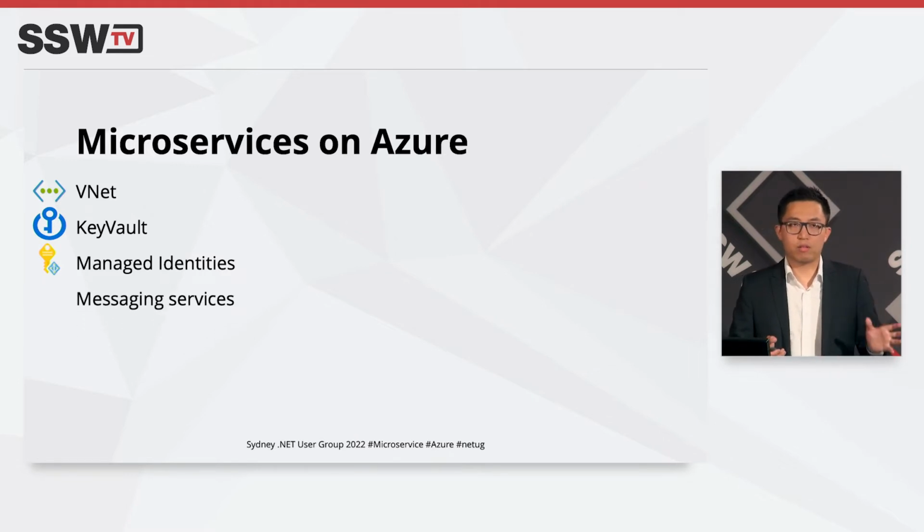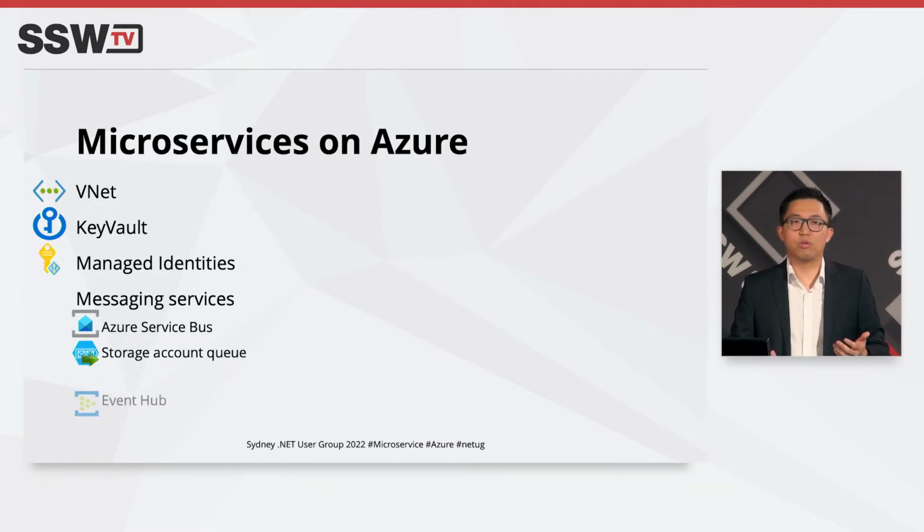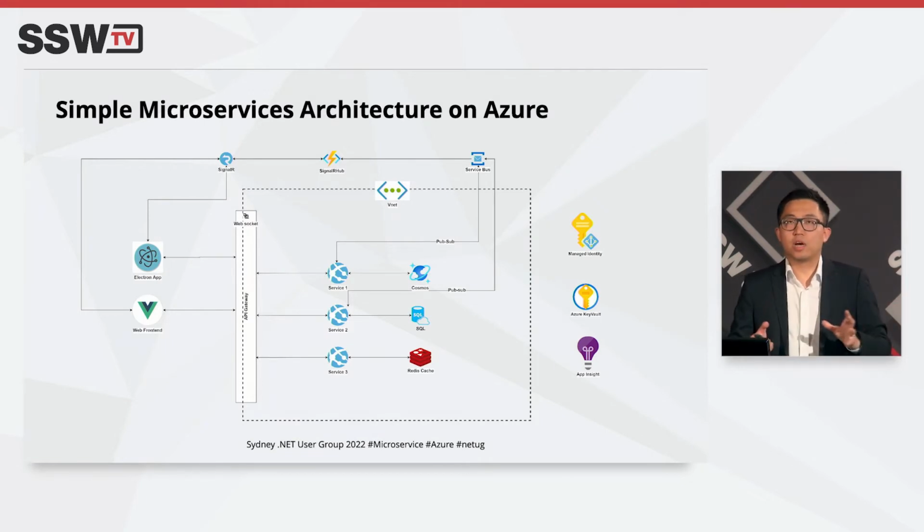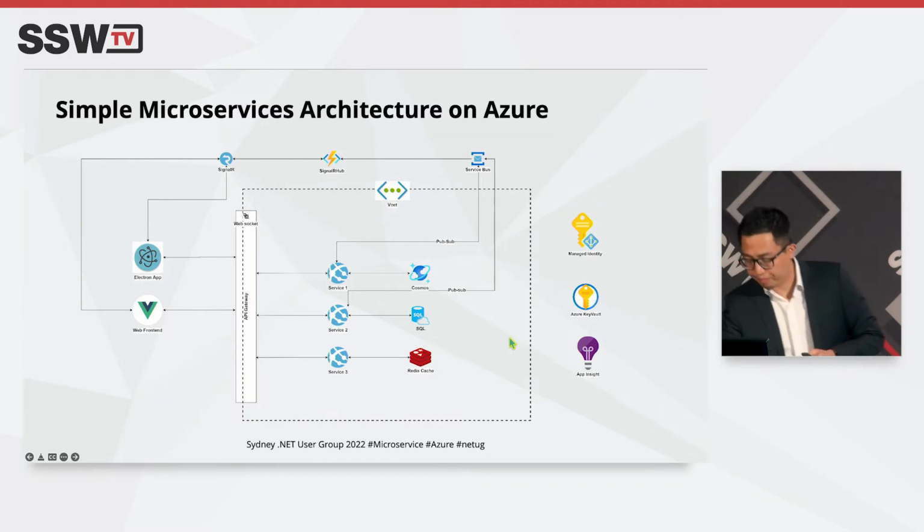And we've talked about pub/sub service or messaging system. There are different offerings on Azure. There's Service Bus, there's the simplest Storage Account queue, or there's Event Hub, Event Grid, etc. Now, we've looked at the different components that can together make up our microservice architecture. Here is a simplified diagram that shows you how we put them together.